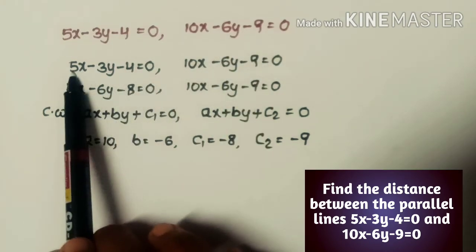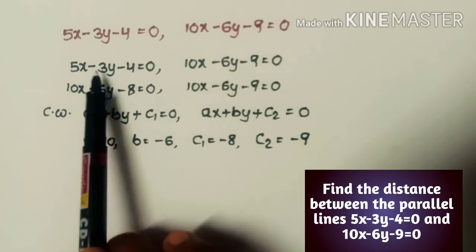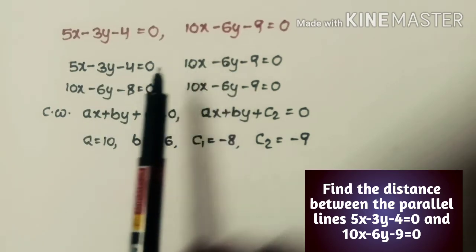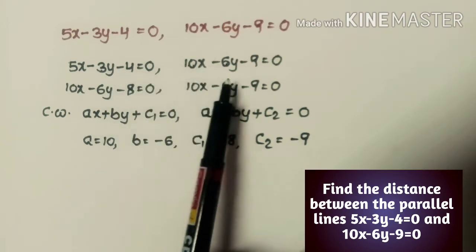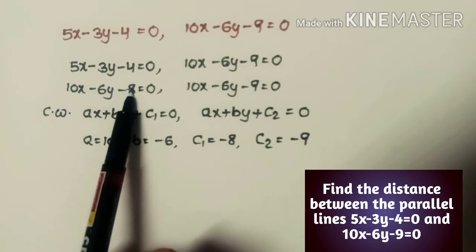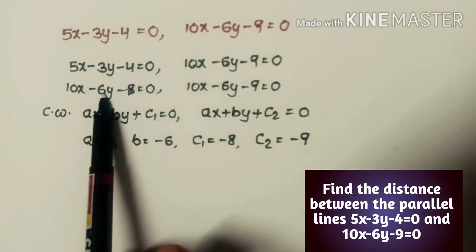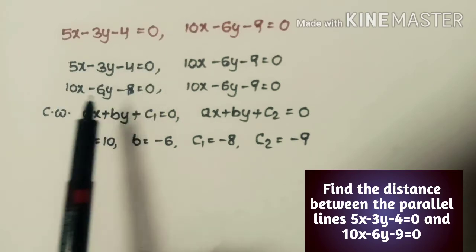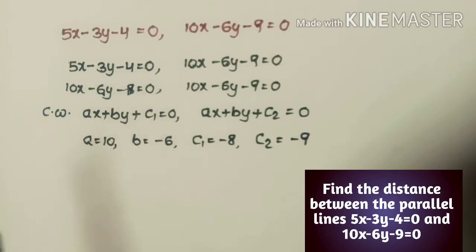In the first equation we have a, b values as 5, 3 and in the second equation we have a, b values as 10, minus 6. But we want the same numbers in both of the equations. Further, we multiply the first equation by the number 2 to get the same values as the second equation. So, first we multiply the first equation by 2. Then we get 10x minus 6y minus 8 equal to 0.